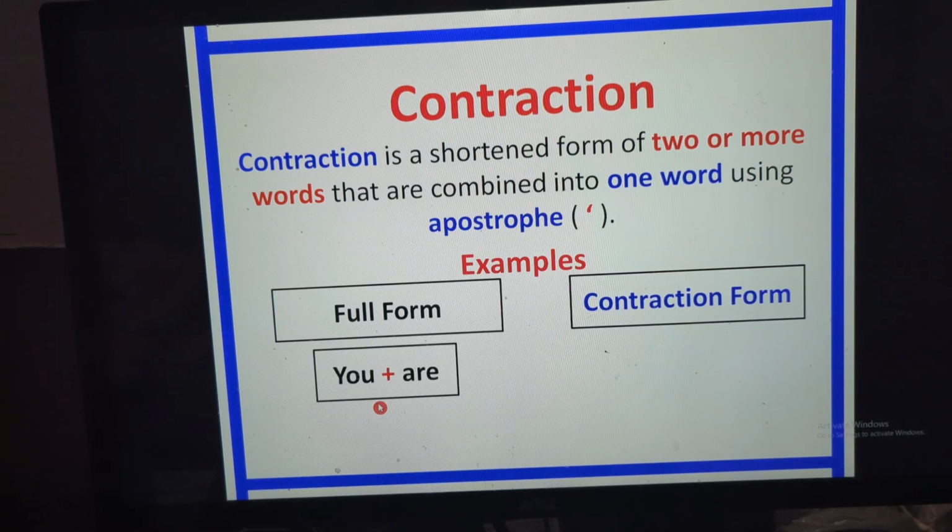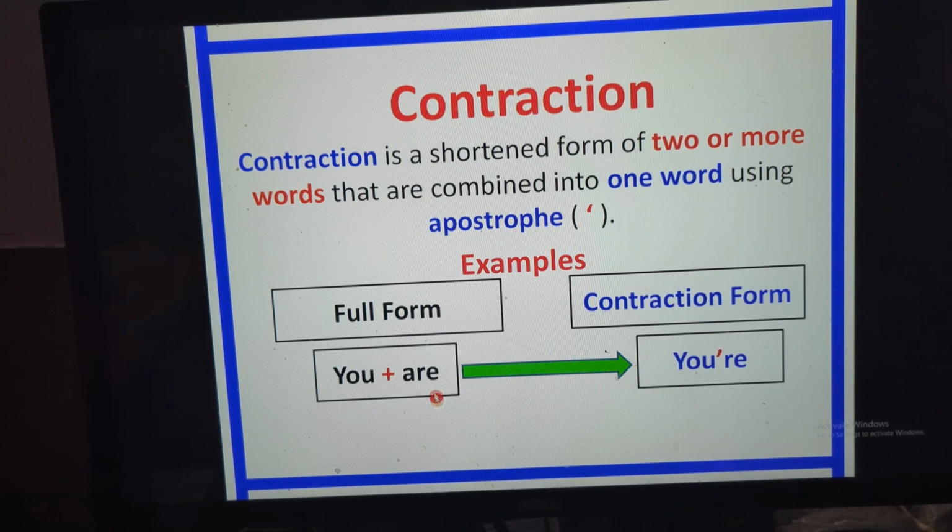Here you can see, respected viewers, we have two words, you and are. You are. We will combine them into one word using an apostrophe. These two words changed into one word, you're. Here we used an apostrophe. Normally we use an apostrophe for missing letters or for possession.